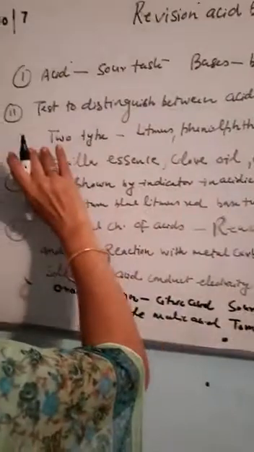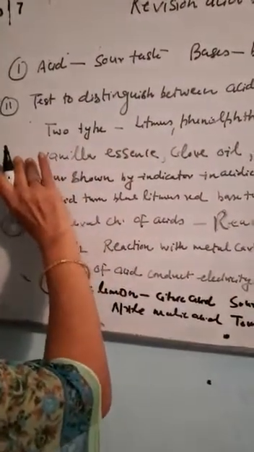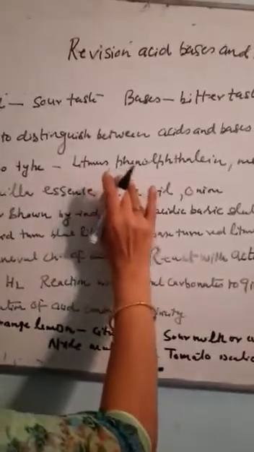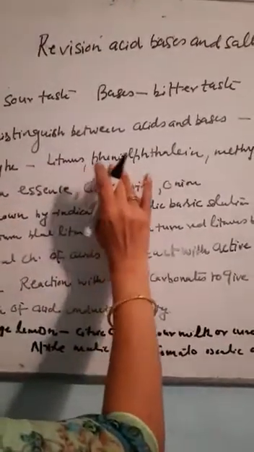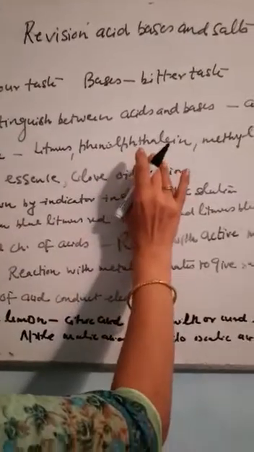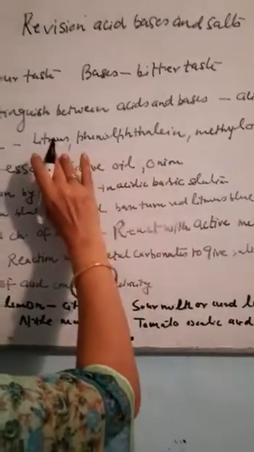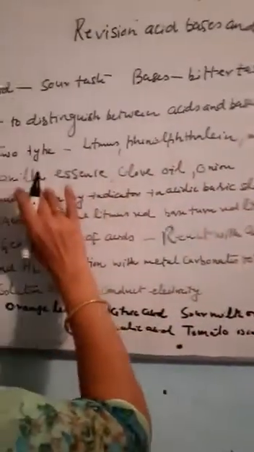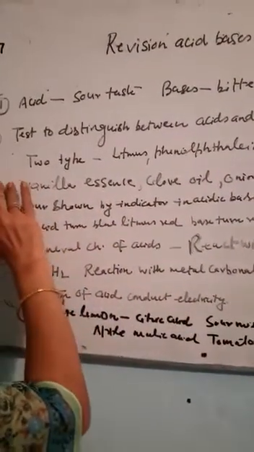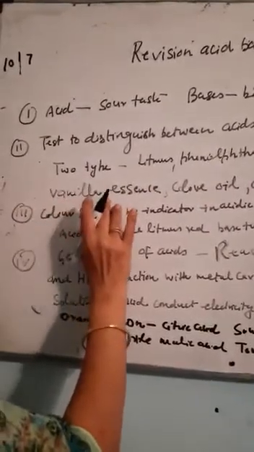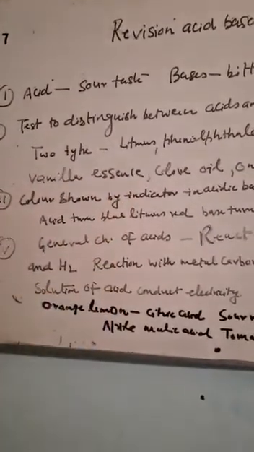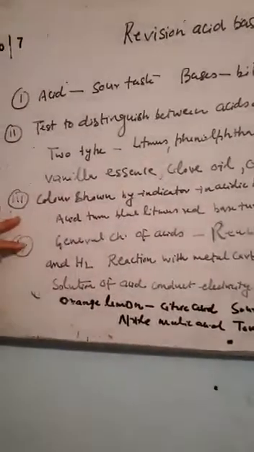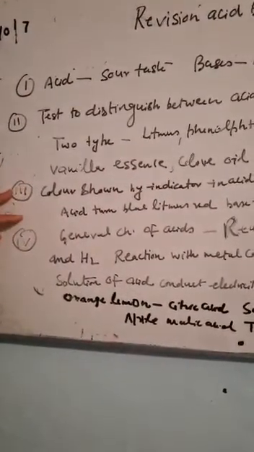These acid-base indicators are of two types. One which gives different colors in the acidic solution and the basic solution, like litmus, phenolphthalein, methyl orange. Second, which can only be tested by their odor, which show a different odor in acidic solution and a different odor in a basic solution.